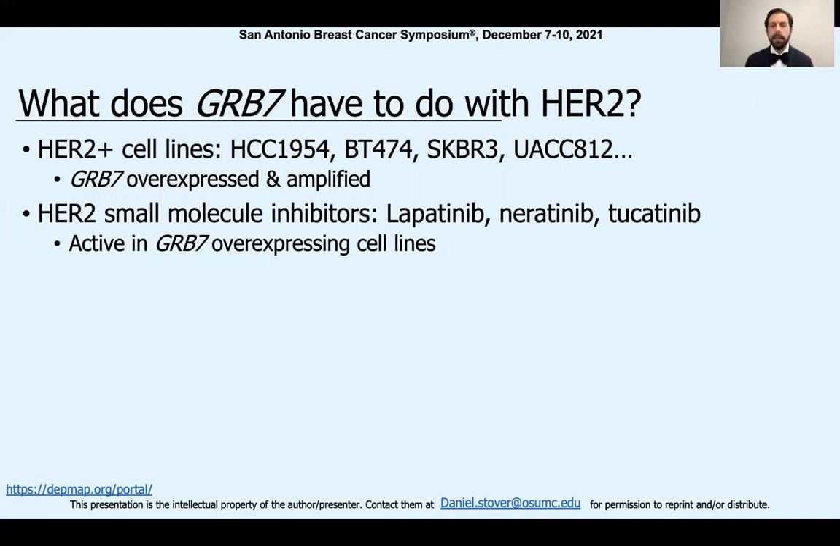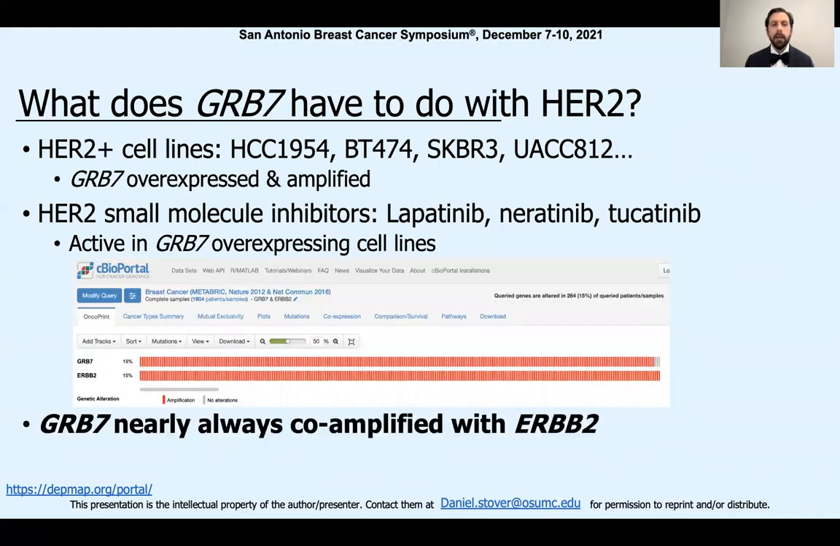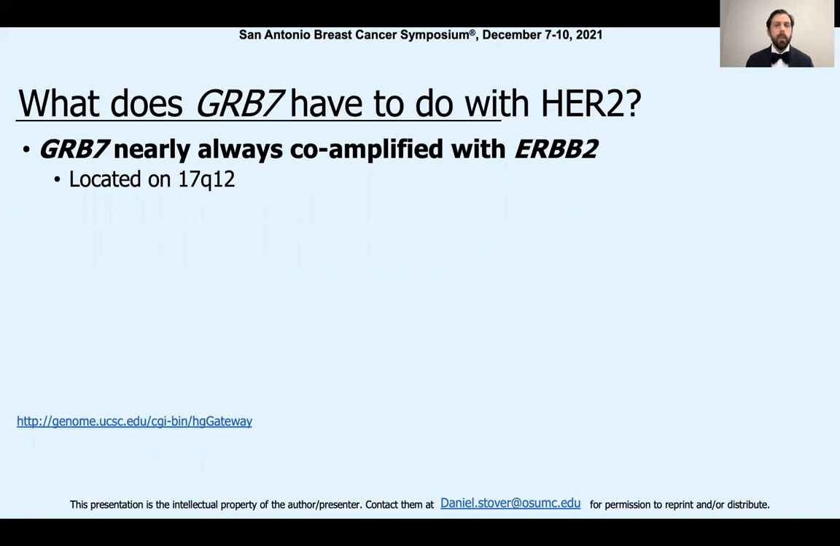So let's go back to cBioPortal and look at HER2 positive status and its association with GRB7. And in fact, what we find is GRB7 and ERBB2, or HER2, are almost always co-amplified. So if one is amplified, the other is amplified as well. So how could this happen? Well, when we look at GeneCards, we can see that GRB7 and ERBB2 are both located on 17q12. How far apart are they?